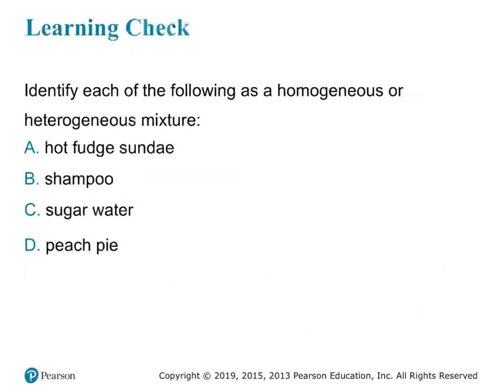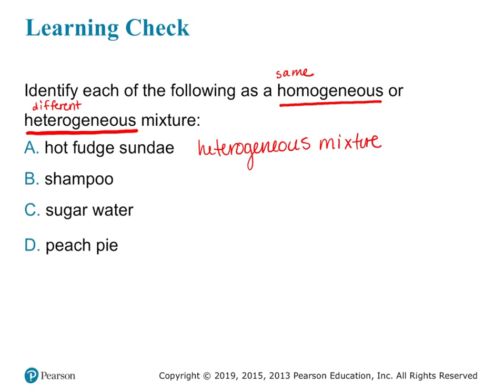Identify each of the following as a homogeneous or heterogeneous mixture. And again, you can pause the video if you want to try this on your own first. All right, let's work on A. A hot fudge sundae, would that be a homogeneous or heterogeneous mixture? One thing to remember, homo means same, hetero means different, if that helps you remember which one is which. So A would be a heterogeneous mixture. Unless, of course, you let everything melt together, and then it would be a homogeneous mixture, right?